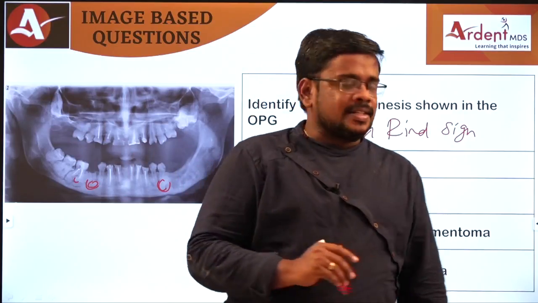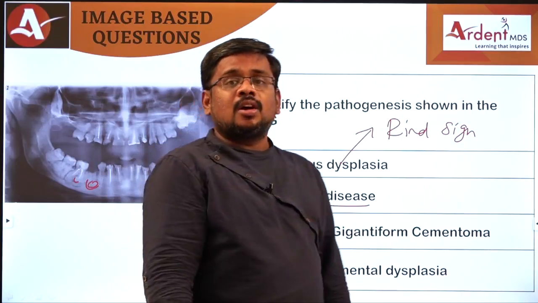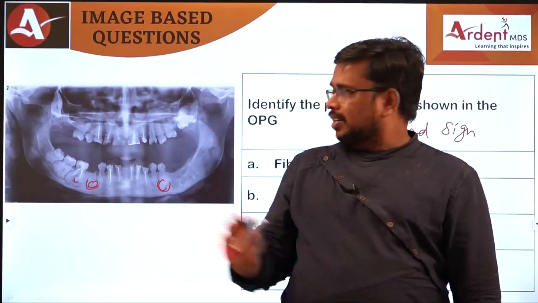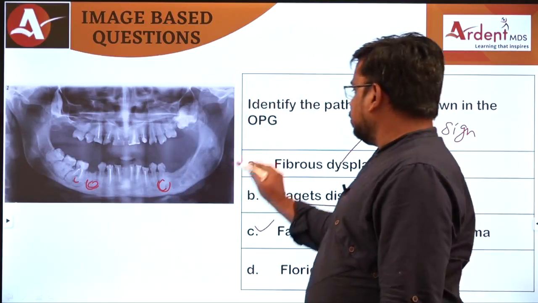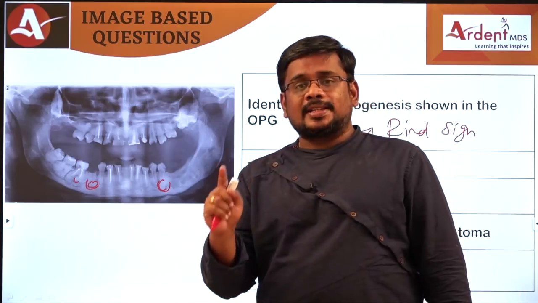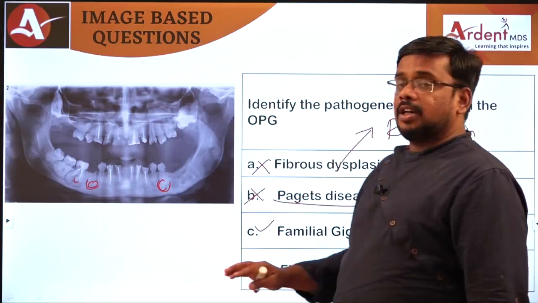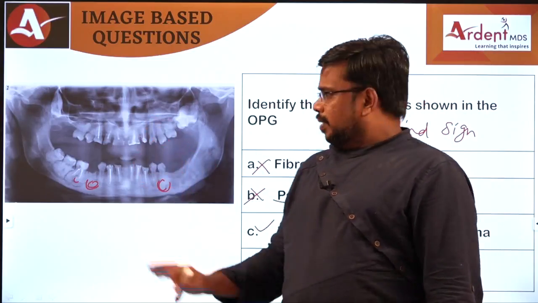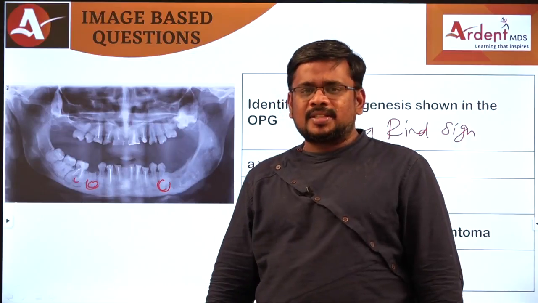Coming to Paget's disease, again you can say the cotton wool appearance. Right, the cotton wool appearance is not seen in this case. So you can eliminate both options, fibrous dysplasia and Paget's disease. But in the exam, if you see this ring sign or a cotton wool appearance, you have to go for that. But this is the recall which was given by the students.